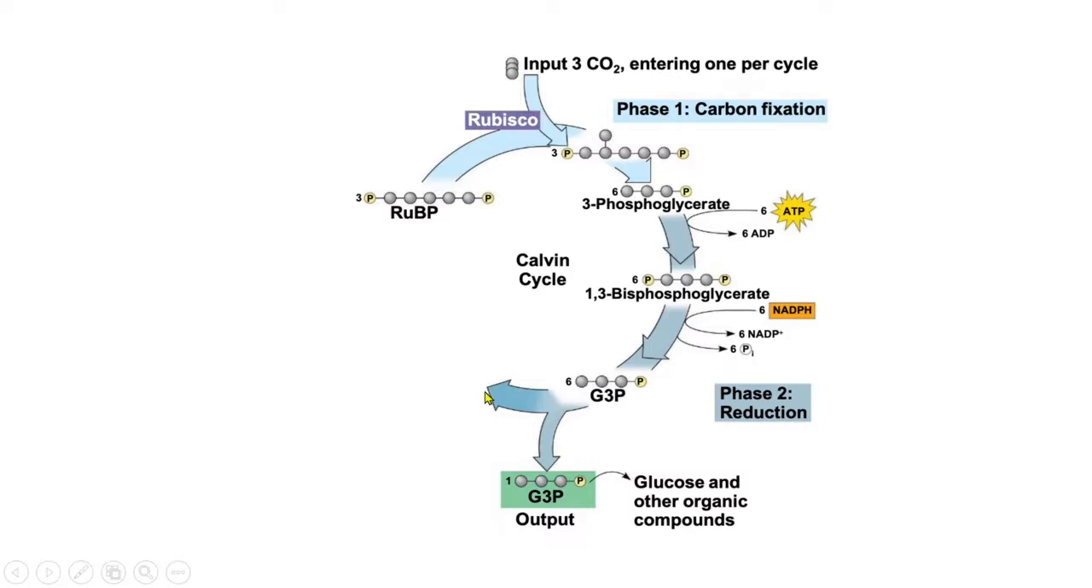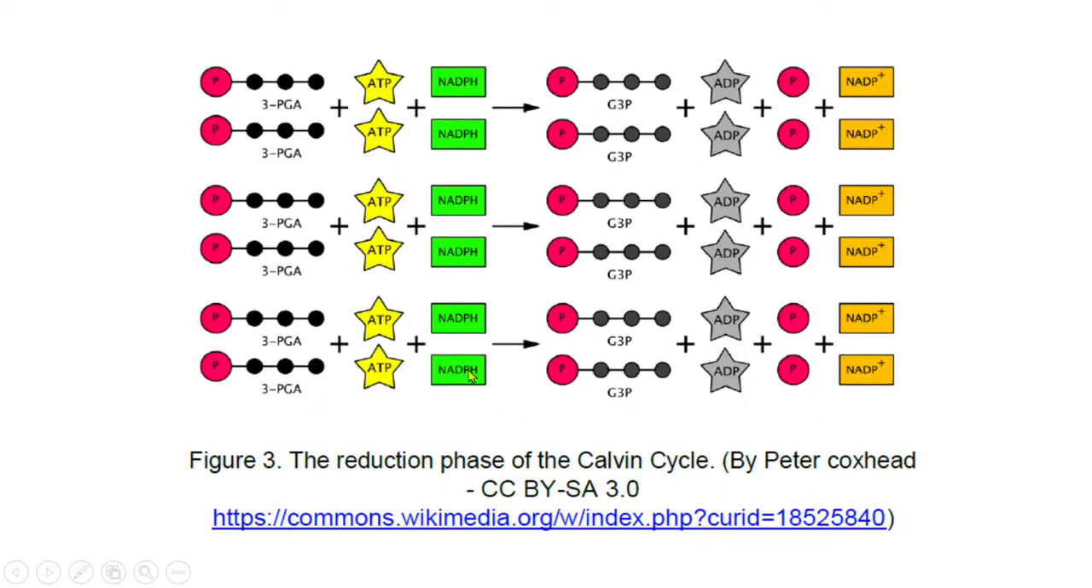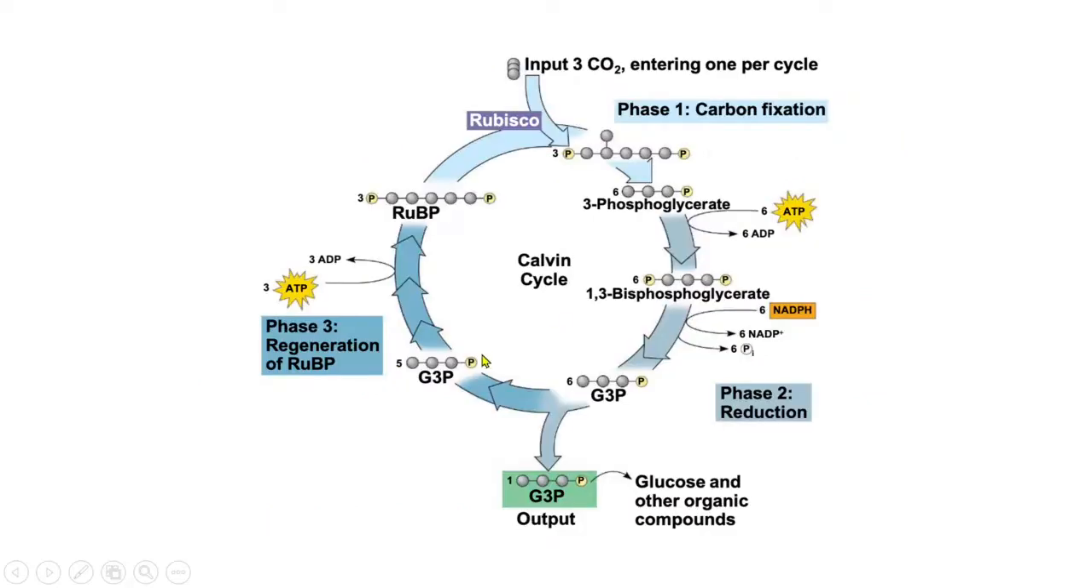Take note that there are now 5 of this. Take note, 1, 2, 3, 4, 5, 6. Prior to that, it now becomes G3P with the addition of ATP. Take note that there are now 5 G3P remaining because one of the G3P removed itself from the cycle so that it can be used for the production of glucose.